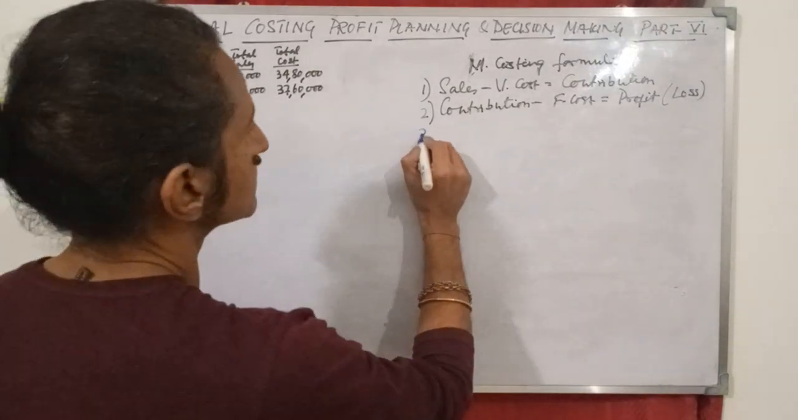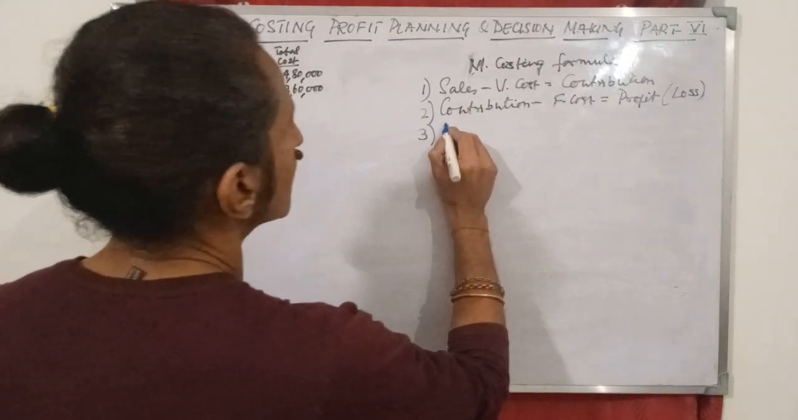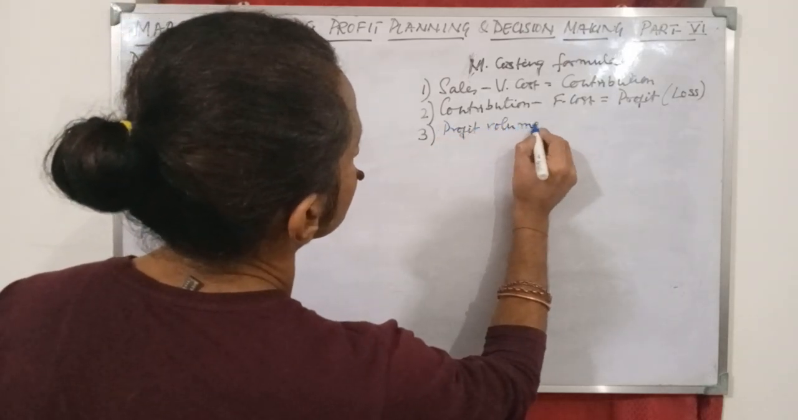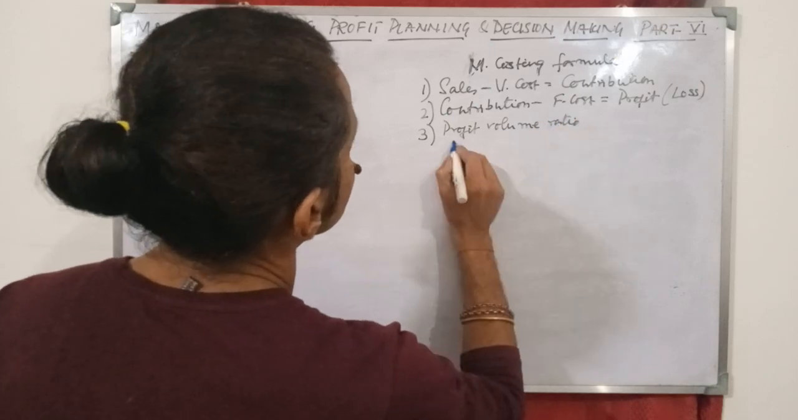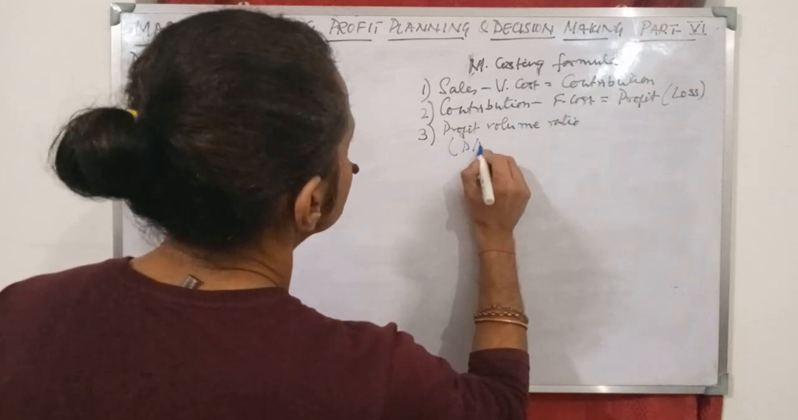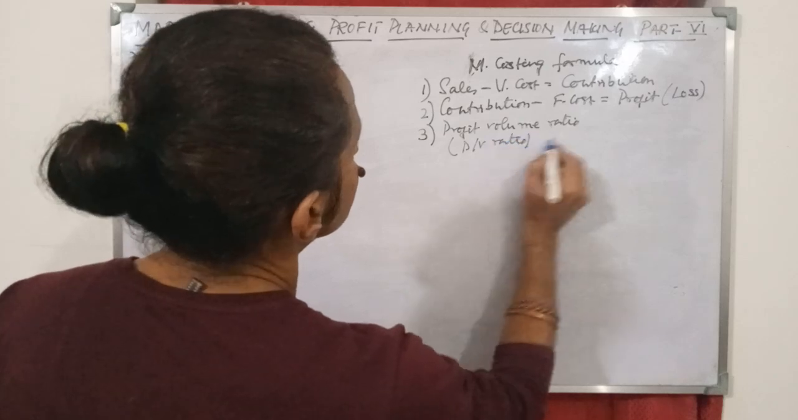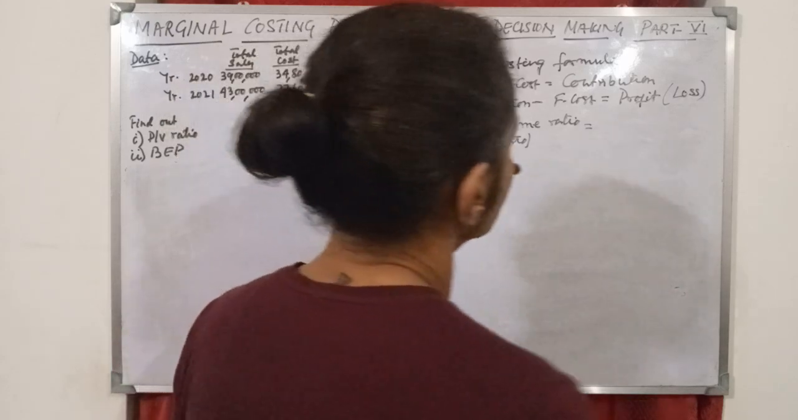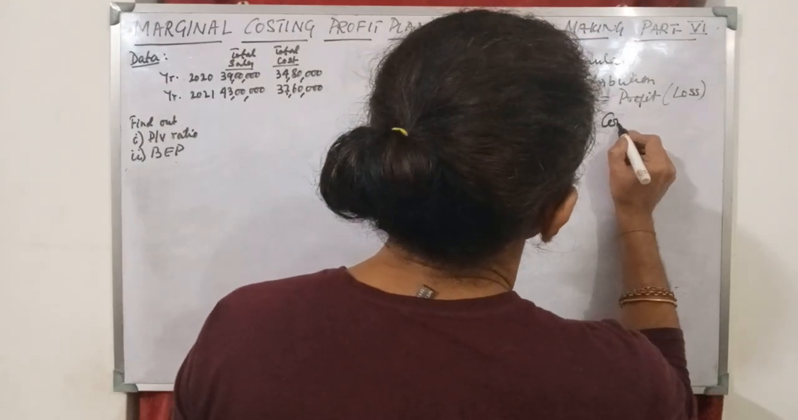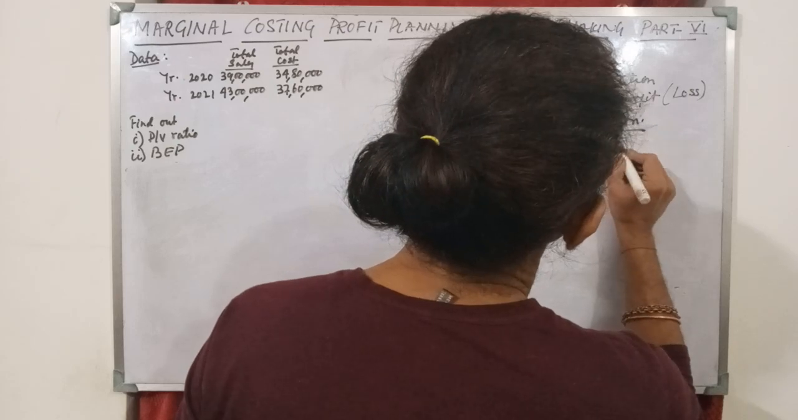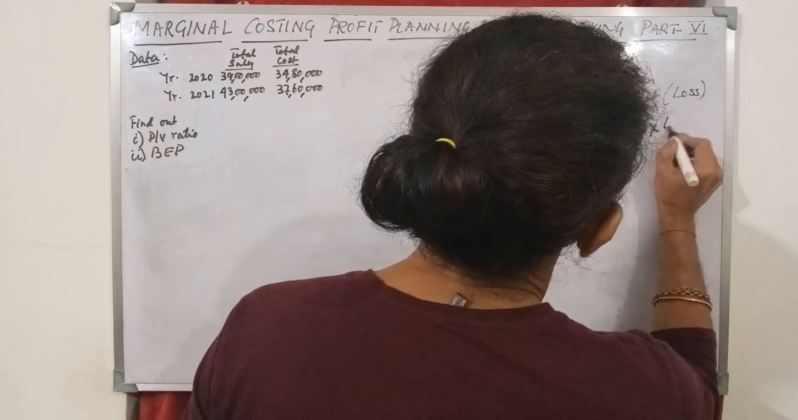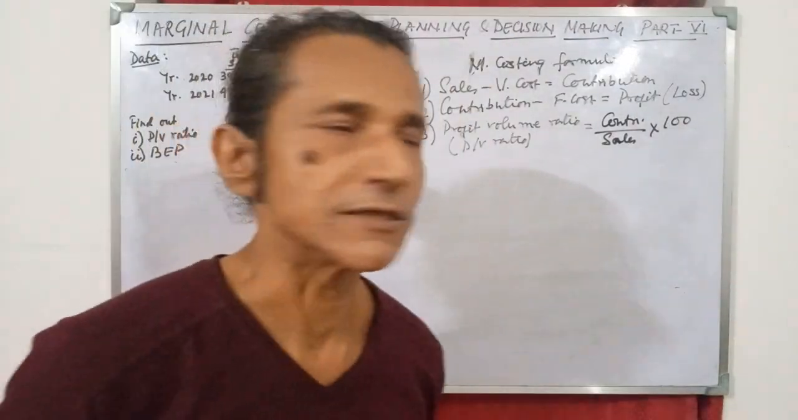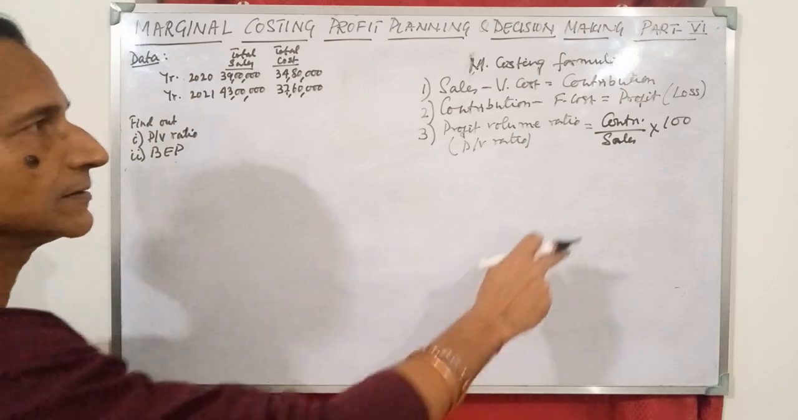Number 3, profit volume ratio, also known as PV ratio, is equal to contribution divided by sales into 100. This is expressed as percentage of sales. So we multiply by 100.